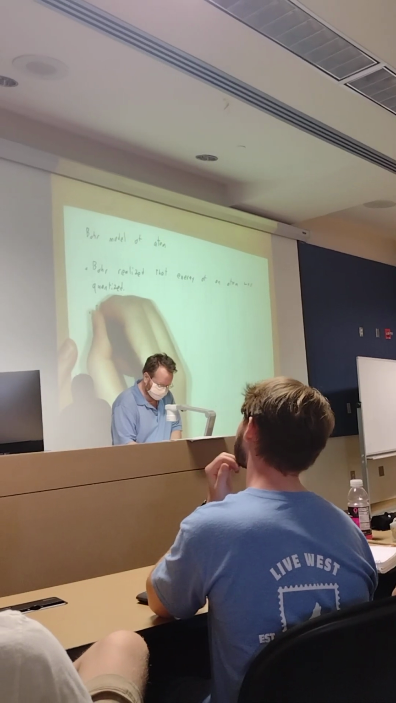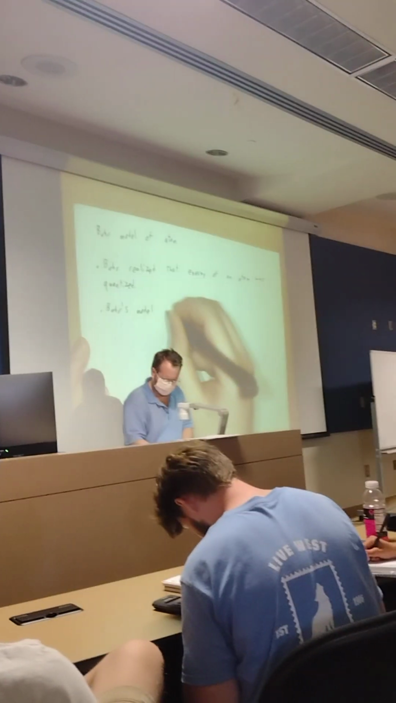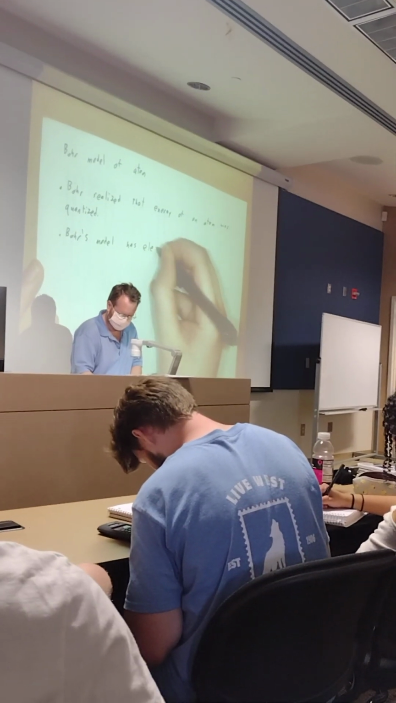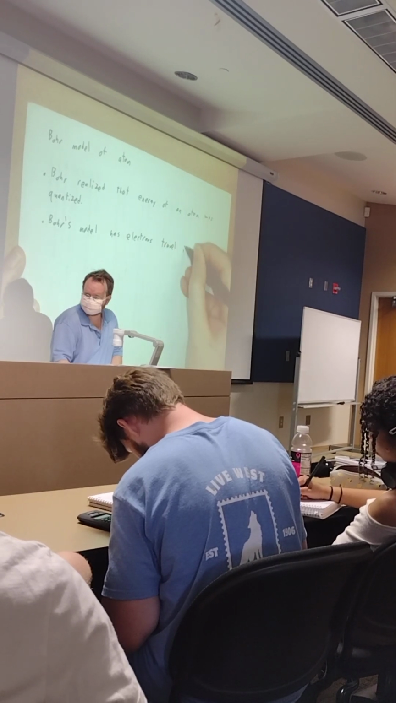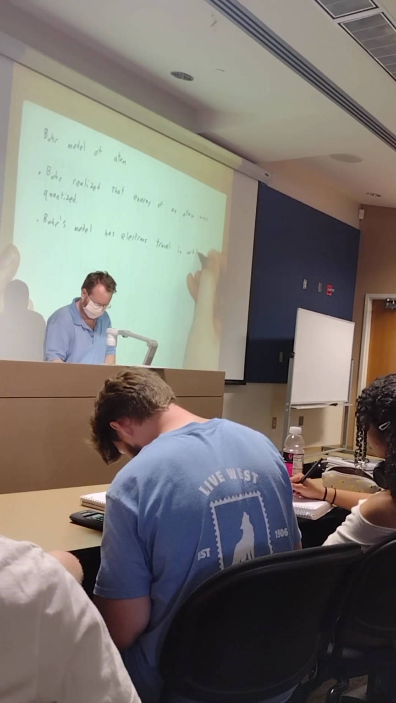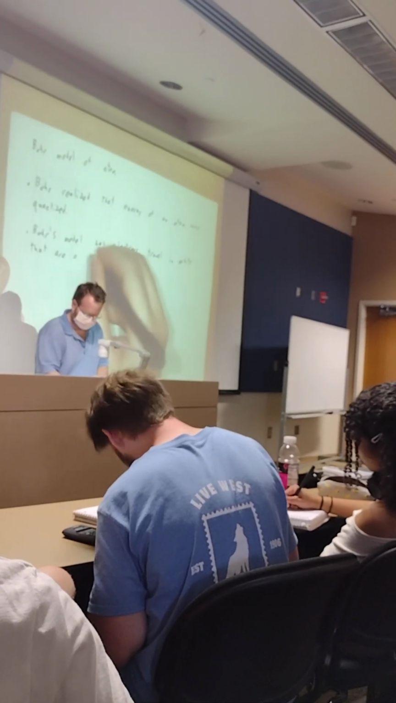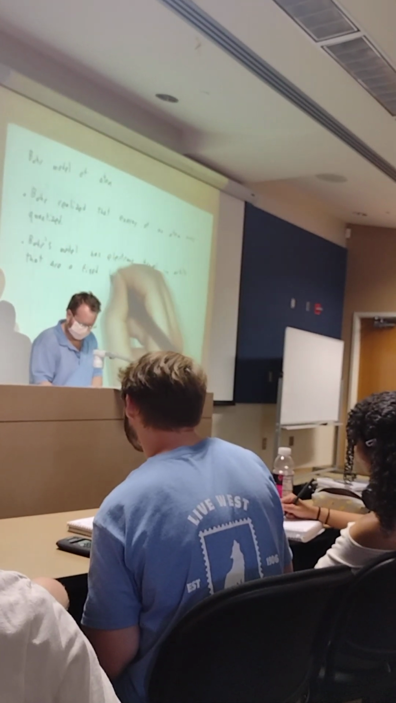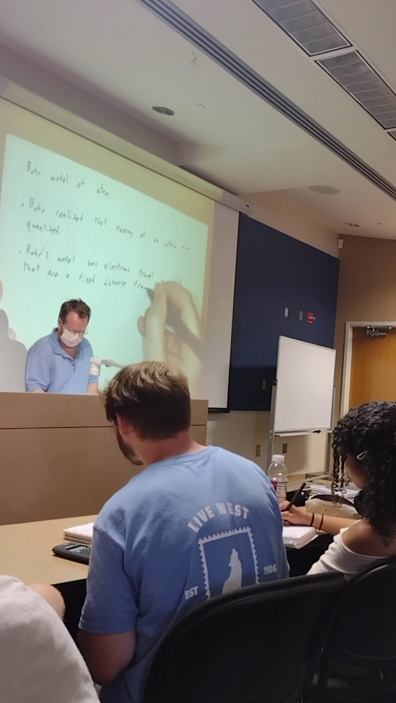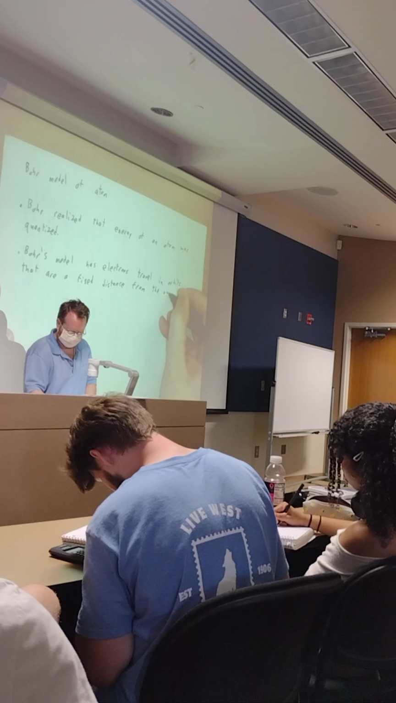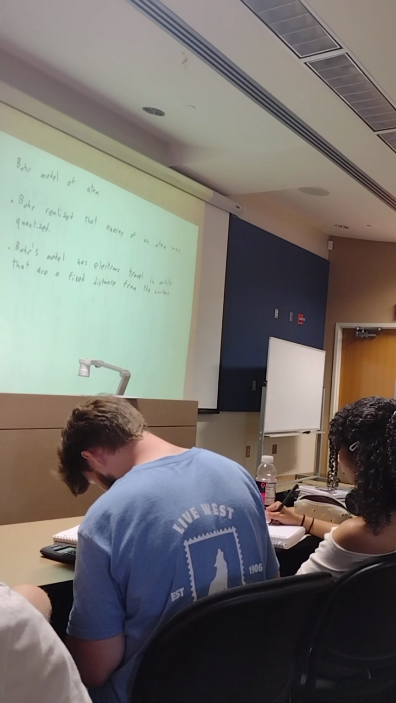So, because of this quantization, Bohr's model has electrons travel in orbits that are a fixed distance from the nucleus. And this fixed distance would be related to the amount of energy.